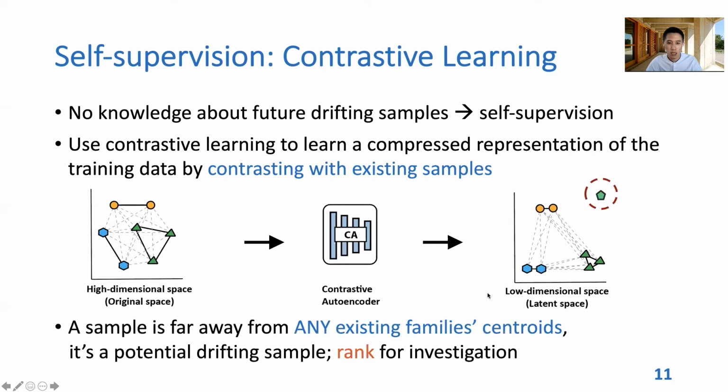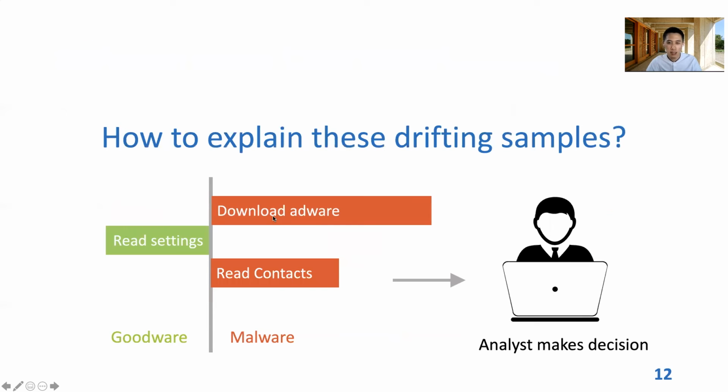Our assumption is if a sample is far away from any existing family centroids, like the green pentagon here, it's a potential drifting sample. We can apply an outlier detection method to detect them and further rank them to find the most suspicious samples for investigation. Now we know how to detect these drifting samples. The next question is how to explain them.